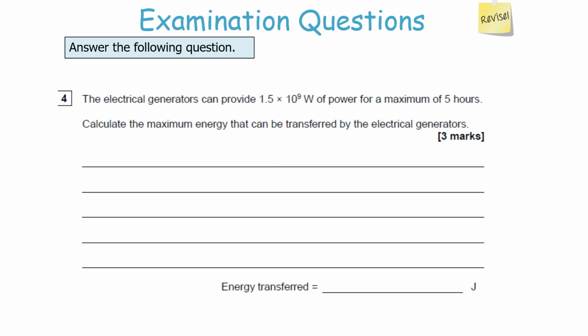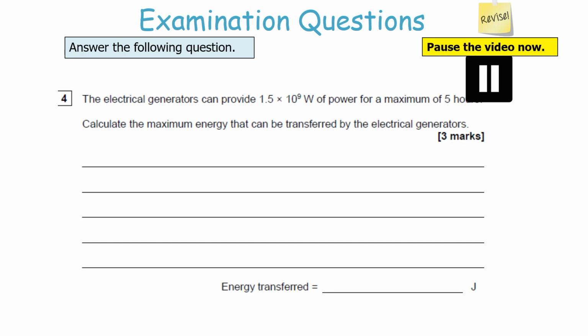In the next question, it says that the electrical generators can provide 1.5 times 10 to the 9 watts of power for a maximum of 5 hours. Calculate the maximum energy that can be transferred by the electrical generators. Pause the video now, then unpause the video when you want to go through your answer.